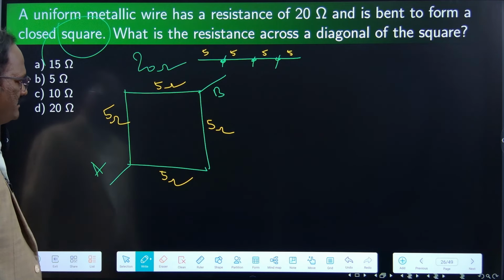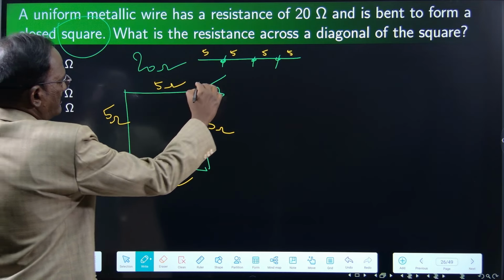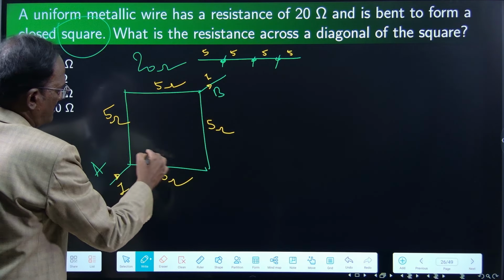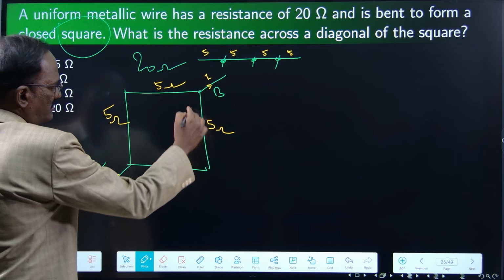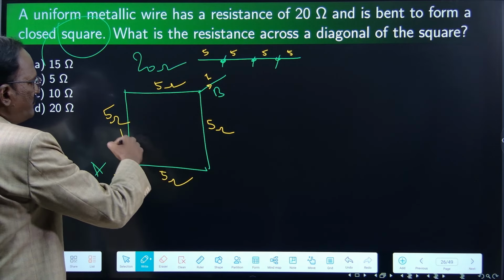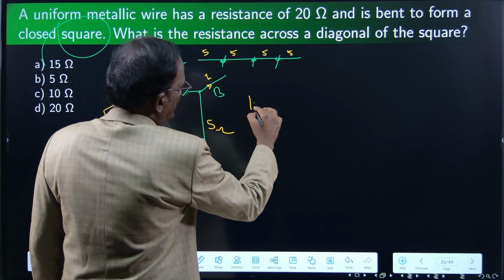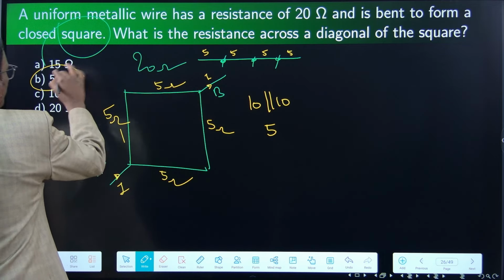Then A and B. So if a current I enters, it will leave B, I by 2, I by 2, two different currents. So these two are in series, these two are in series, 5 plus 5, 10, 5 plus 5, 10, 10 and 10 are in parallel. So 5 ohm is the answer, option B.